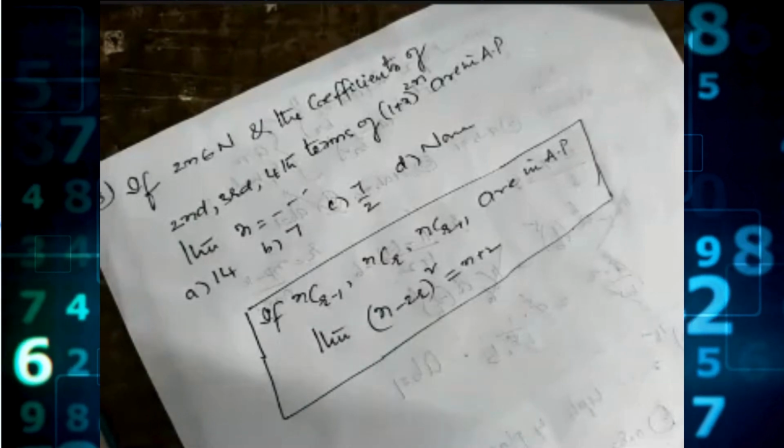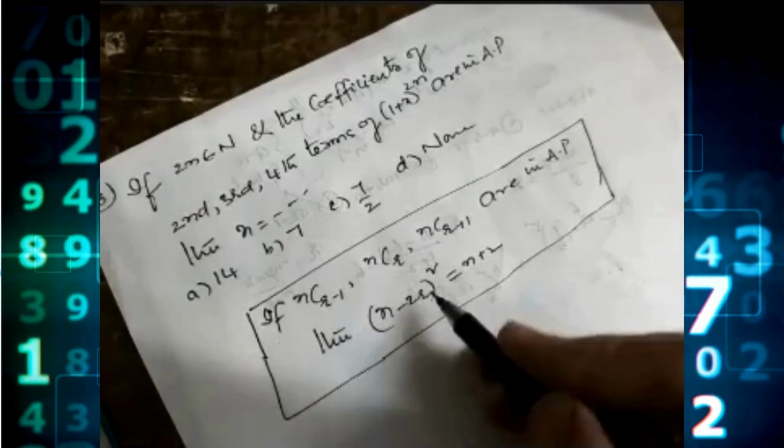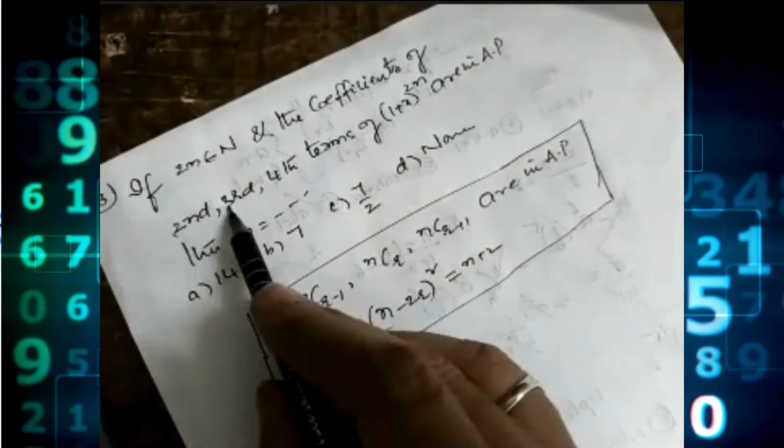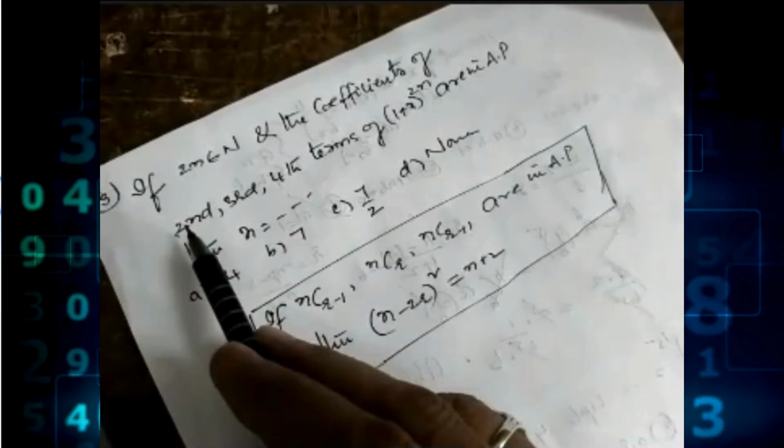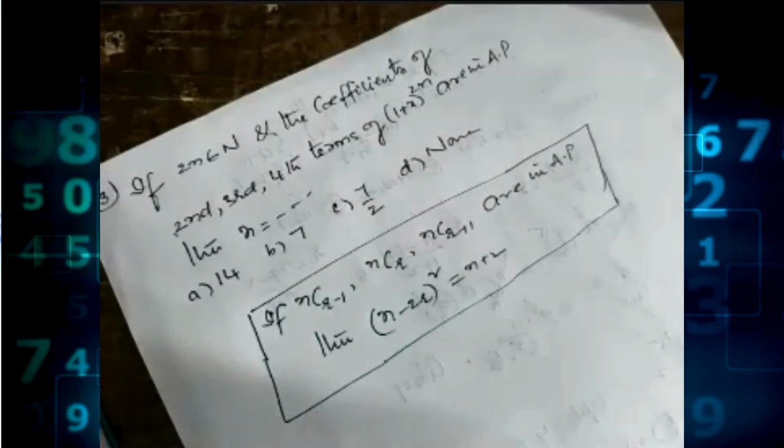Yes, sir. Have you recollected this? Of course, in the place of n, here you have 2n, so (2n minus 2r) whole square is equal to 2n plus 2. By the way, what is r? Second term, third term, and fourth terms. The coefficients are 2nC1, 2nC2, 2nC3. So the value of r is 2.